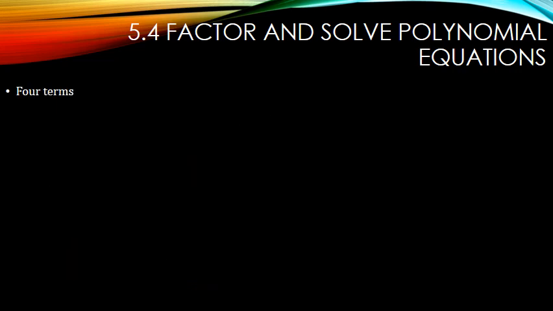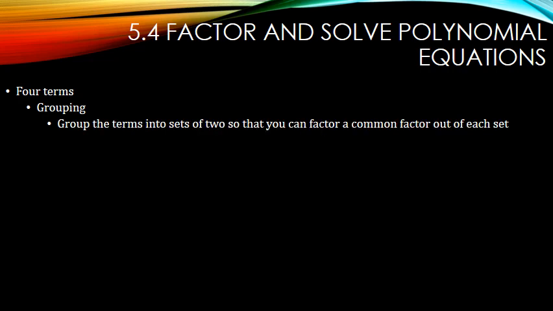So when you factor, the first thing to do is check for common factors. Then the second step is to count the number of terms. If there are 4 terms, you'll factor by grouping. You group the terms into 2 sets of 2. So then you can factor a common factor out of each set. Then you factor the factored sets. So essentially you're factoring twice.